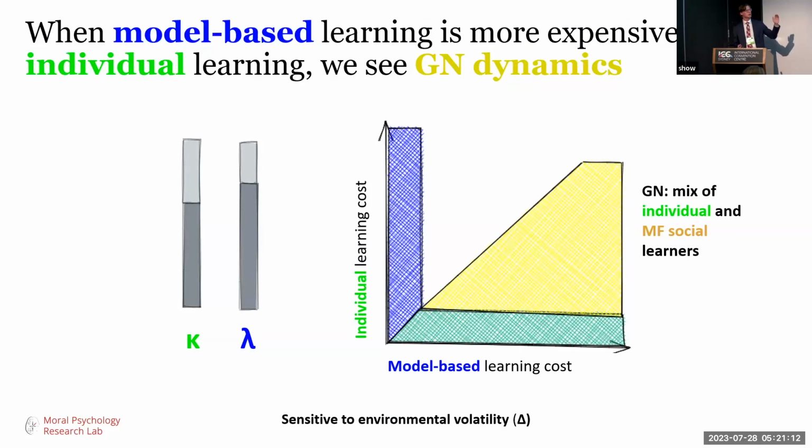In this region of the space, where there's higher model-based learning costs than individual learning costs, we find the exact dynamics that you saw in the Giuliano and Nunn model, where you have a mix of individual and model-free social learners, and that mix is sensitive to environmental volatility. So when there's super high volatility, the population is mostly individual, super low, mostly social.